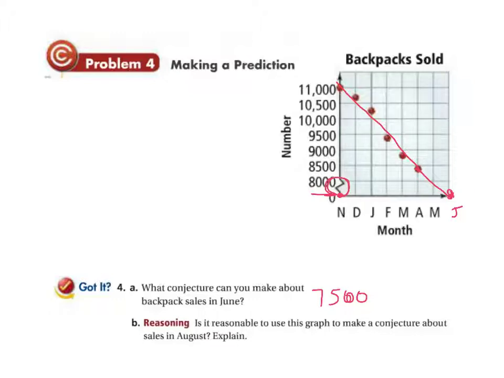Now, if you kept going with it, it says, is it reasonable to use this graph to make a conjecture about sales in August? Well, that's June and July and August, and by then my line's way down here, and I know that would not be a very good way to estimate it, because I know because of the break it's way off, it's off my graph. I'm just going to say, is it reasonable? No, it's off the graph.